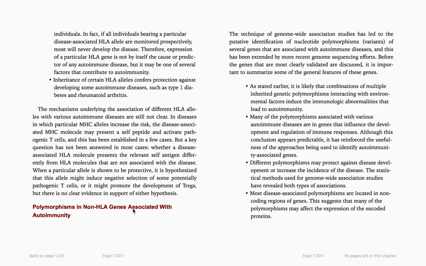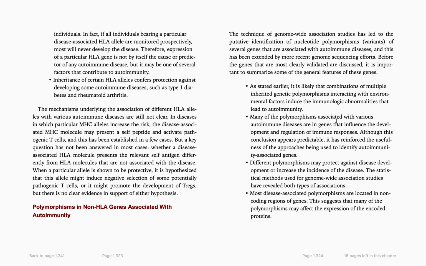As stated earlier, it is likely that a combination of multiple inherited genetic polymorphisms interacting with environmental factors induces the immunological abnormality that leads to autoimmunity. Many of the polymorphisms associated with various autoimmune diseases are in genes that influence the development and the regulation of immune responses. Although these conclusions appear predictable, it has reinforced the usefulness of the approaches being used to identify autoimmune-associated genes.